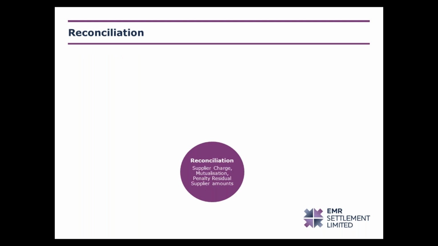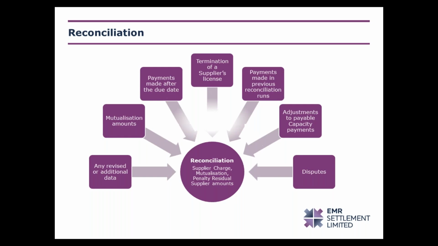So just a slide stating what we reconcile. So the supplier charge is reconciled, so is mutualisation, and penalty residual supply amounts, again if there are any. You might notice that the settlement cost levy is not in that circle, that is not reconciled. So some of the factors influencing why we reconcile and things we take account of.